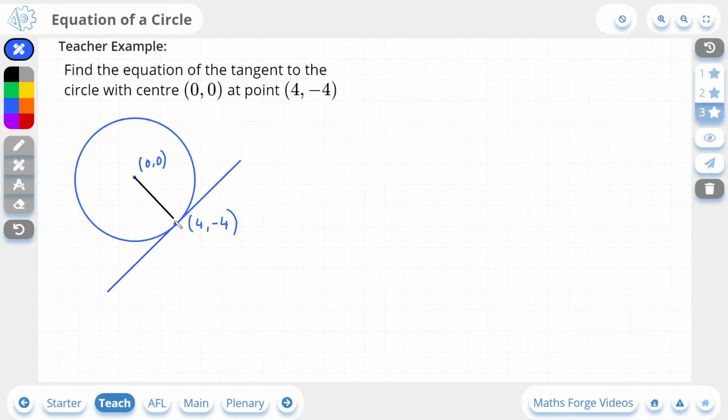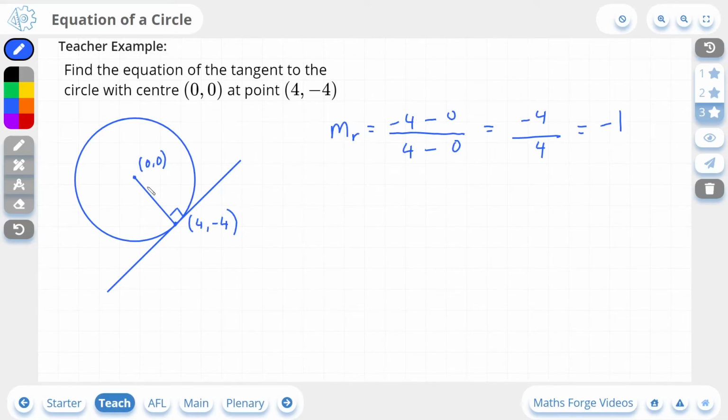Now, the radius is here. And just as we did in the 2-star example, we are going to find the gradient of this radius and then use the negative reciprocal of that to get the gradient of this tangent, construct a y equals mx plus c equation, and find c. So let's go ahead and do that. Let's find the gradient of the radius. That's going to be y2, which is minus 4, minus y1, which is 0, over x2, which is 4, minus x1, which is 0. This is now going to give us minus 4 over 4, which simplifies to give us minus 1.